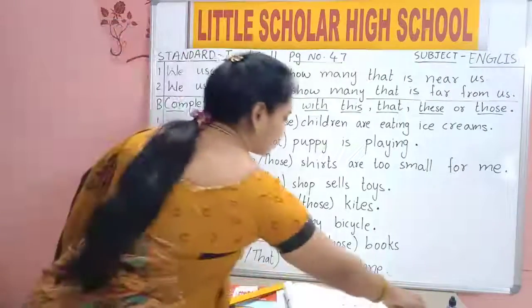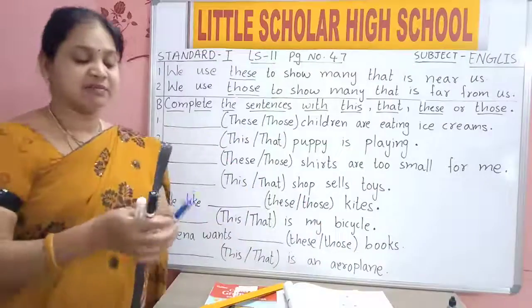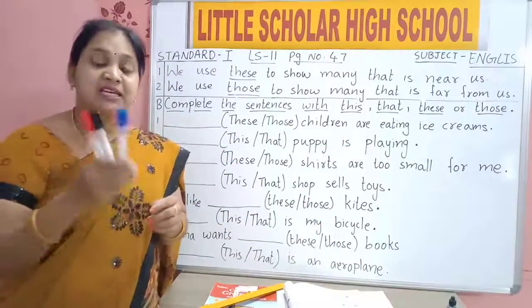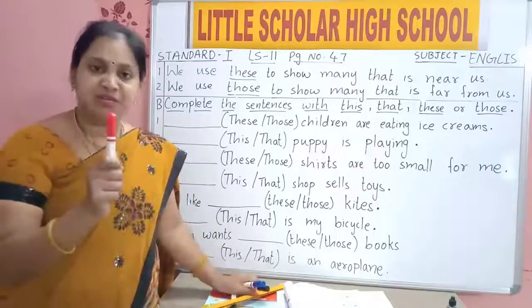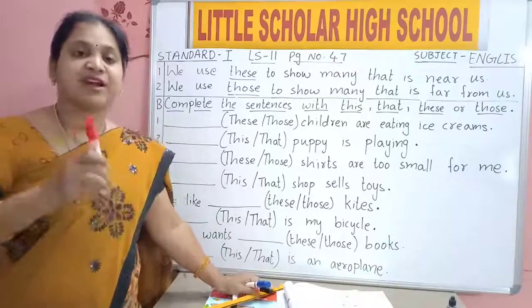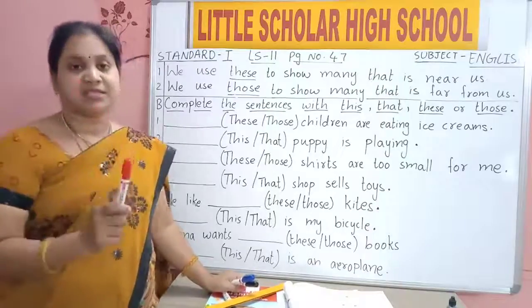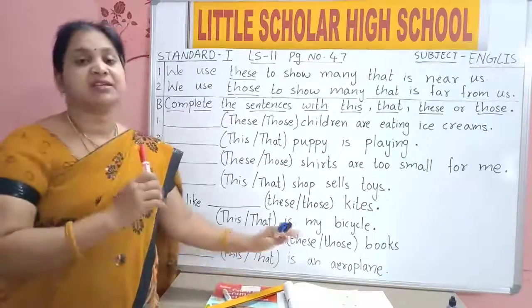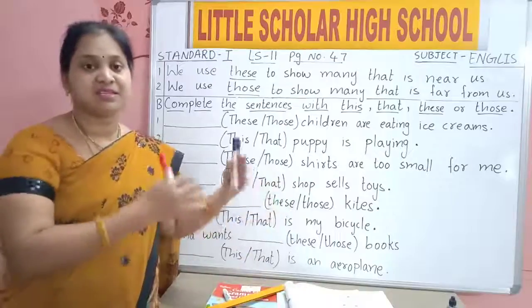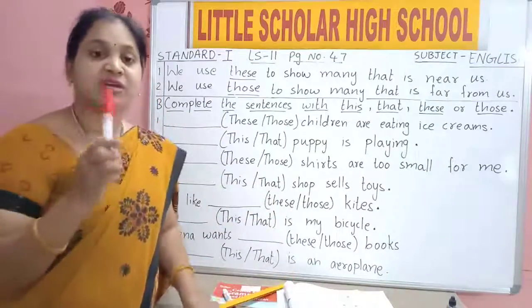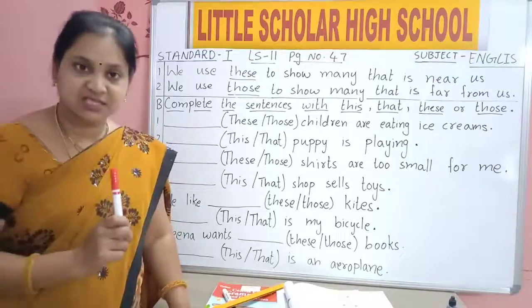Now see, how many markers do I have in hand? Three. So what will I say? These are markers. If there is one, what will I say? This. If one is in hand, if one is near you, what will you say? This. This is a marker. This is an eraser. This is a pencil. This is a table. This is a board. When we are talking about one, we use this.